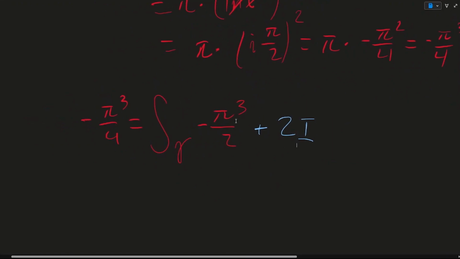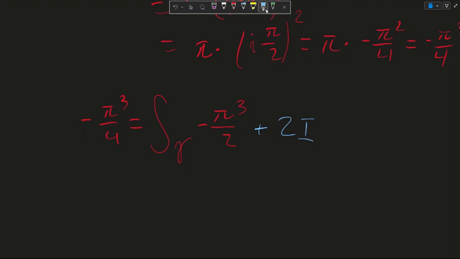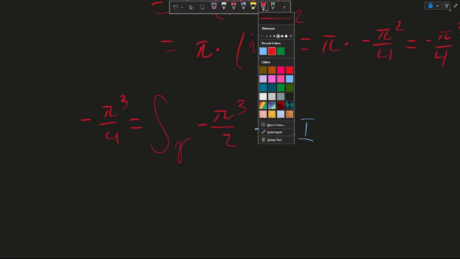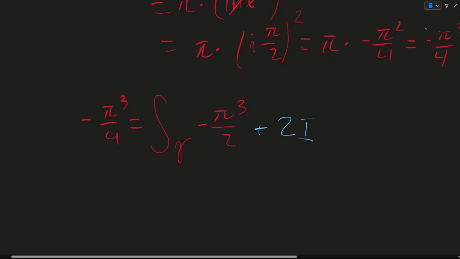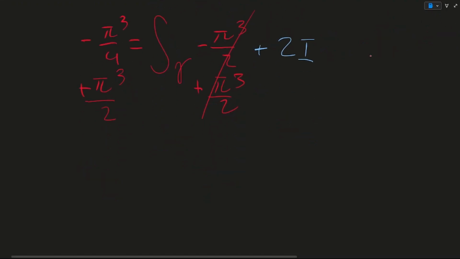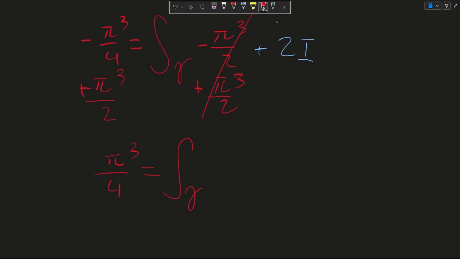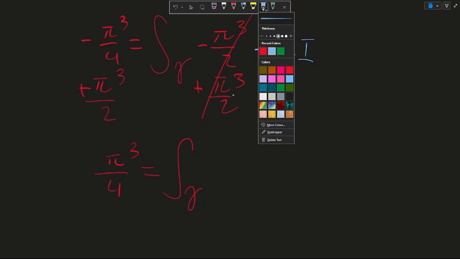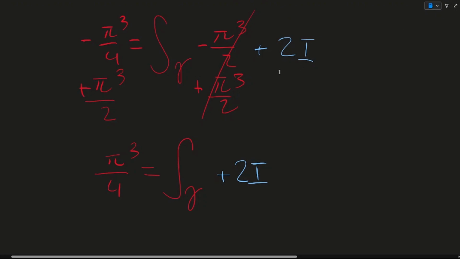And just doing some algebraic rearrangement, if we add π cubed over 2 to both sides, we can rewrite the left side: π cubed over 2 cancels out, plus π cubed over 2. π cubed over 2 is the same as saying 2π cubed over 4. So 2π cubed over 4 minus π cubed over 4 leaves us with π cubed over 4 is equal to the integral along gamma plus our real factor 2i. And now all that's left to solve is this integral along gamma.